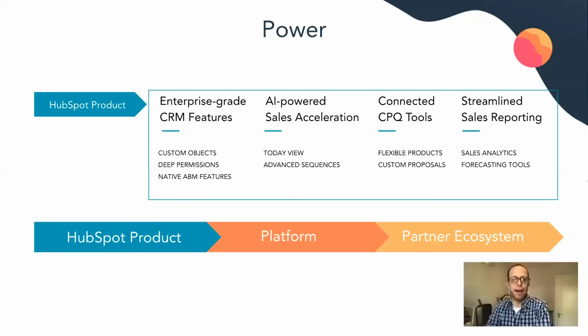So this is how we think about it. Let's talk about the power. The new Sales Hub Enterprise comes packed with enterprise-grade CRM, like the custom objects, which is a big deal, AI-powered sales acceleration tools, connected CPQ. I always get that the wrong way around. I want to say QPC, CPQ, configure, price, and quote tools, and streamlined sales reporting. So it has everything you want, and then you've got the product, the platform, and then as Thijs was saying, the partner ecosystem. So that's how we're thinking about that power to help you as you scale.